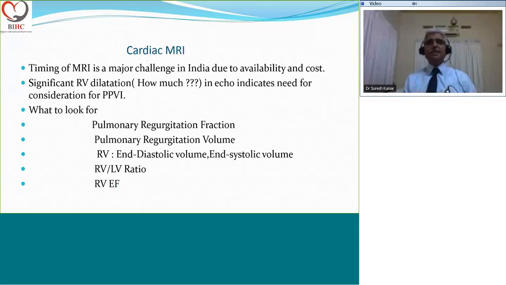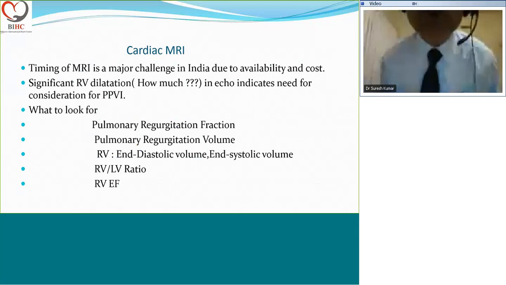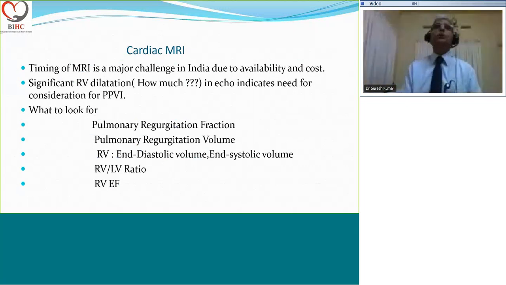But as we said, the gold standard is cardiac MRI. We discussed echo in some detail because that is what you and I are going to do. And you need to find out when you would send a patient for MRI. After all, we can't afford to send the patient for MRI very often.